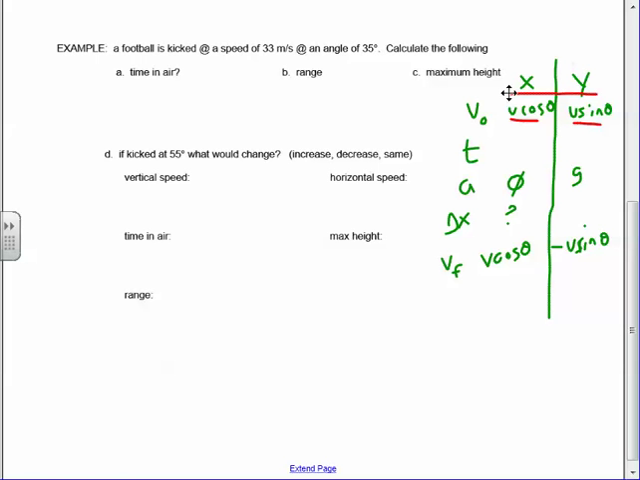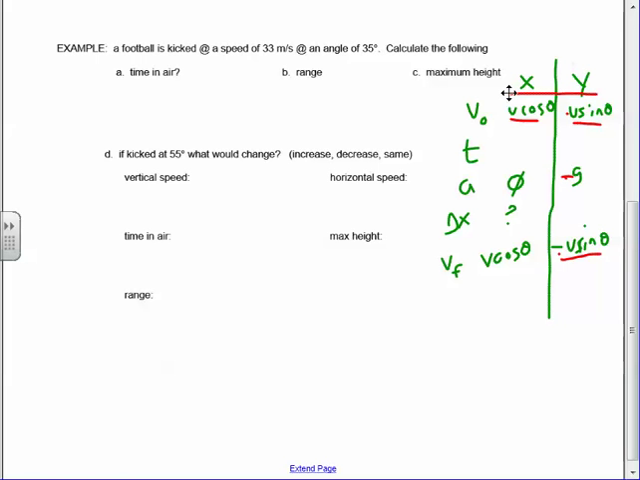So time in the air, we should know by now, is a vertical phenomenon. So I have three pieces of information I know about vertical motion. I know initially it was going upward at v sine theta. I know the acceleration is always downward at negative g. And the third piece of information that might not be as obvious is that our final velocity just before it hits the ground is the same as the initial but in the opposite direction.